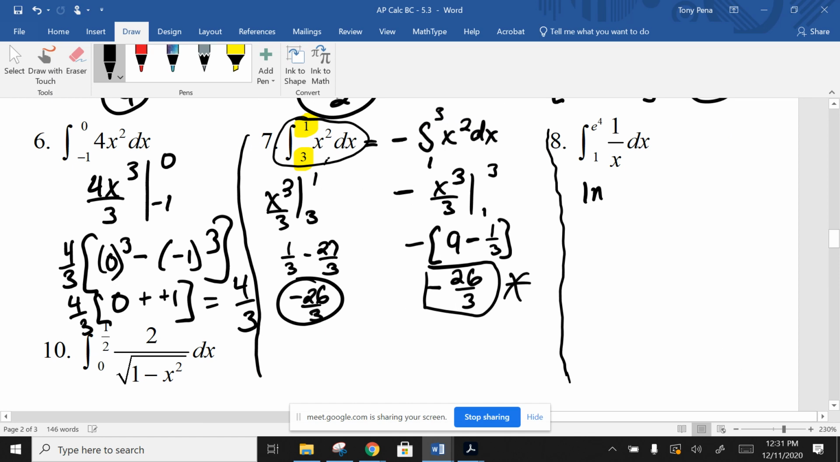Okay, next one. Here's our natural log. We should be pretty familiar with that at this point. Done a ton of those here the last week. We're then going to evaluate that from 1 to e to the 4th. A little review of some things here also.